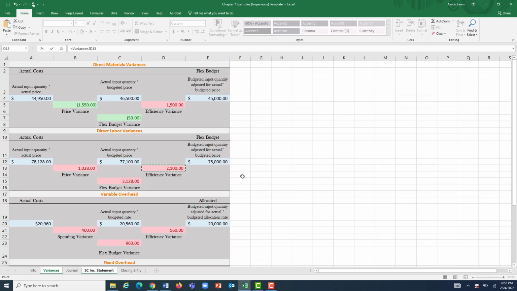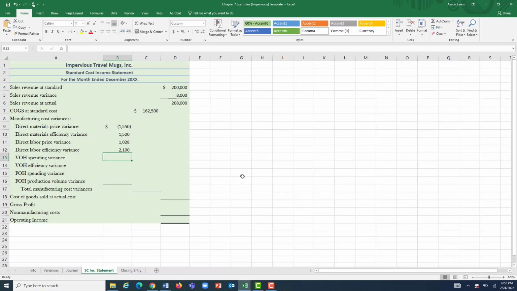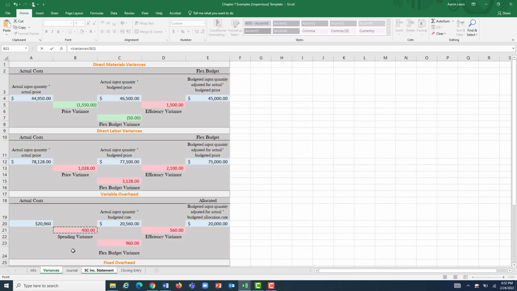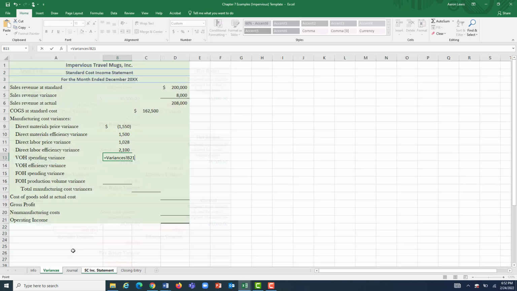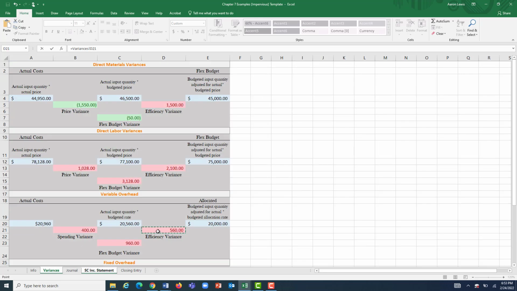I'm going to bring that number on over to our standard cost income statement. We had a VOH, a variable overhead spending variance, which according to our calculations was unfavorable by $400. We had a VOH efficiency variance, which according to our calculations was unfavorable by $560.